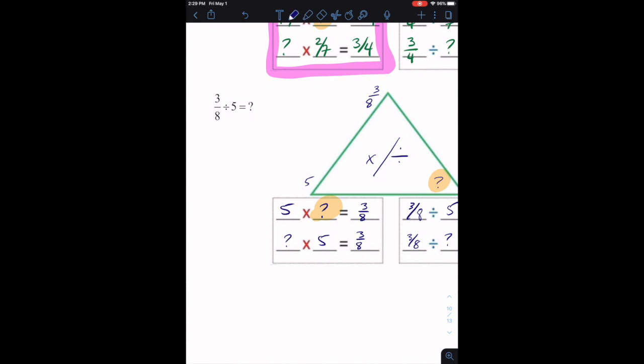Well, let's take a look. 5 times what is 3/8? If we can figure this out, then we can figure out the value of the question mark. Well, we know that 5 times 1/5 will give us 1. Right? And what do we need to multiply 1 by to get to 3/8? Well, that's 3/8. So if we multiply by 1/5 and then by 3/8, then we would be able to get to 3/8. This is our 1, and then we're multiplying it by 3/8.